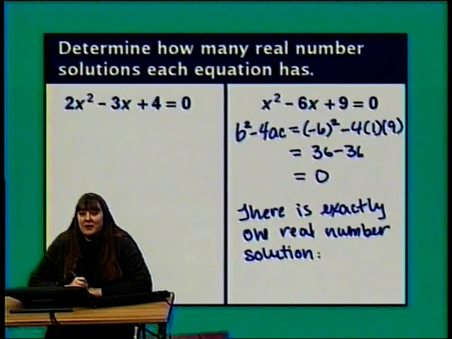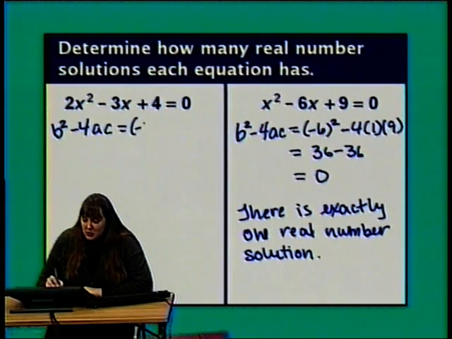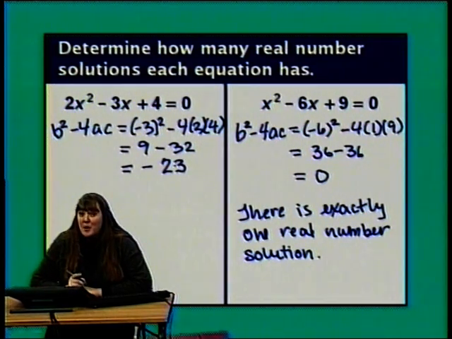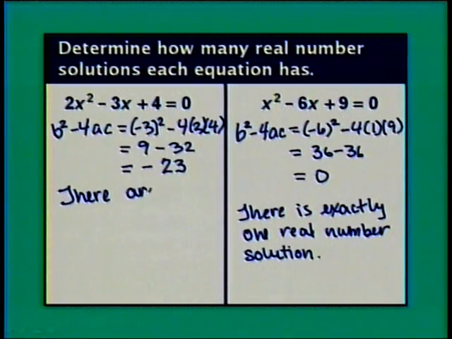What about 2x squared minus 3x plus 4 equals 0? Well, in this case, b squared minus 4ac would be the square of negative 3 minus 4 times 2 times 4. That's 9 minus 32, which is negative 23. Remember what happens if the discriminant is negative? We get no real number solutions. So there are no real number solutions.